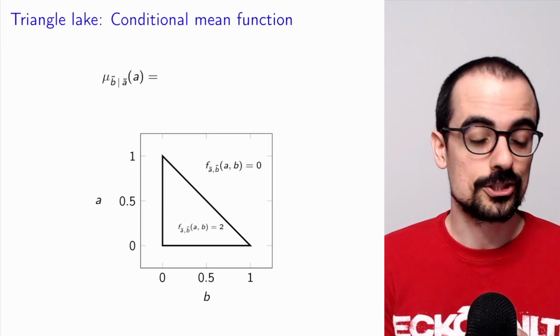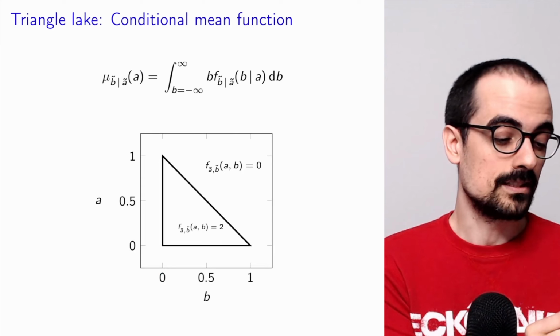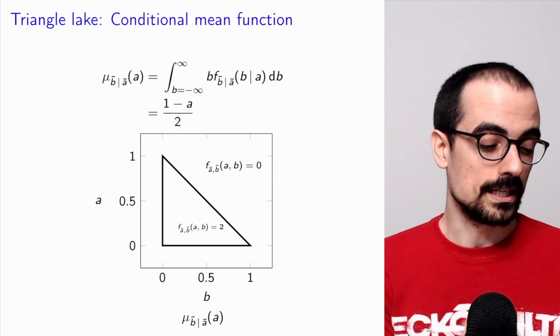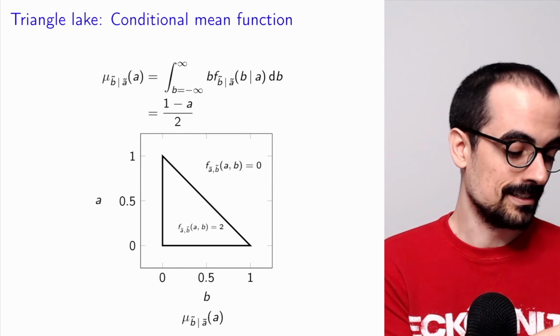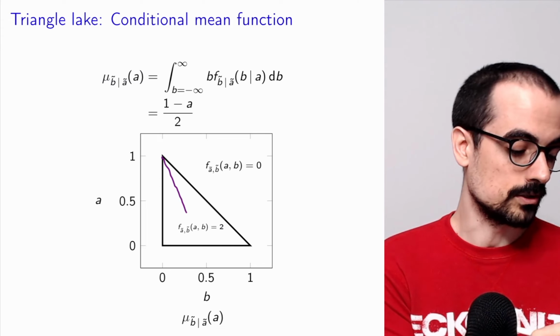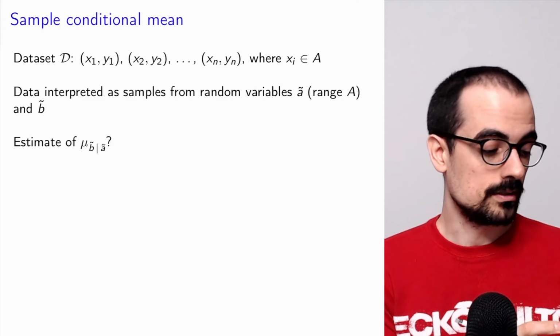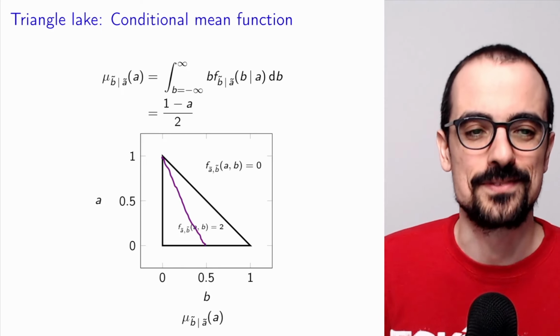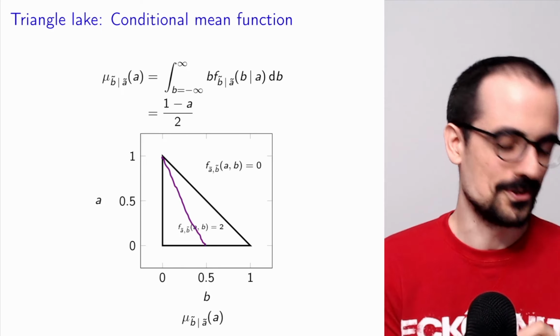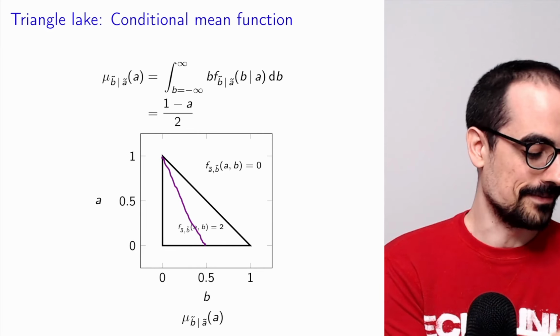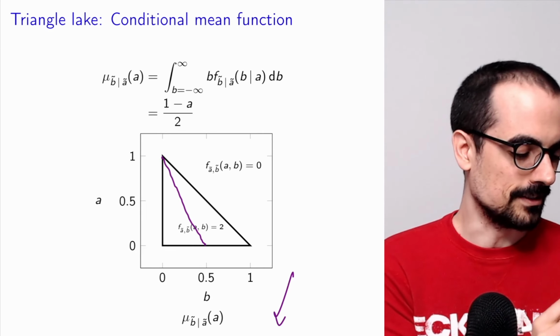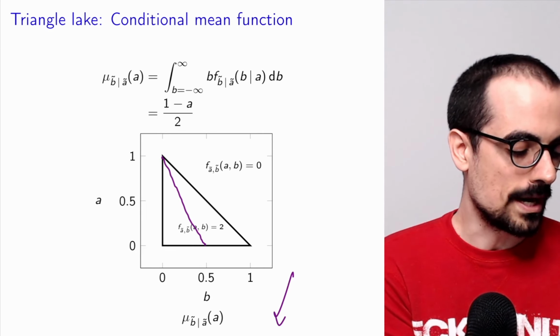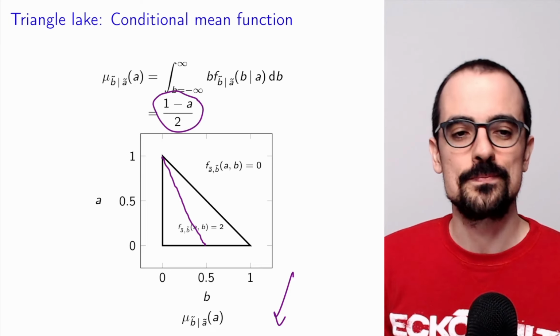The conditional mean function is equal to the integral with respect to this conditional PDF. When you take that integral, it's exactly this midpoint that I was talking about. We can plot this function. I don't know why I haven't plotted this function. I wanted to, you know what happened? It's under there, but you can imagine it. It's going to be equal to 1 minus a divided by 2.